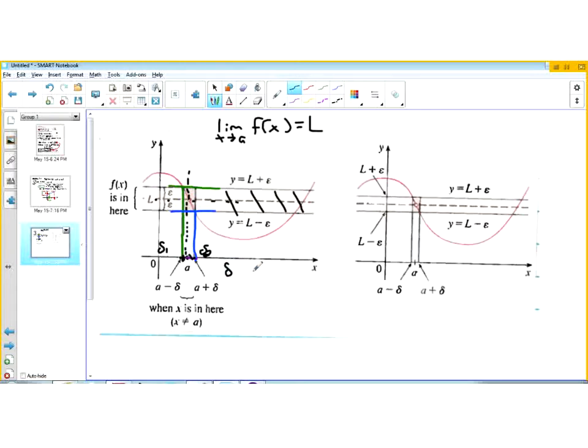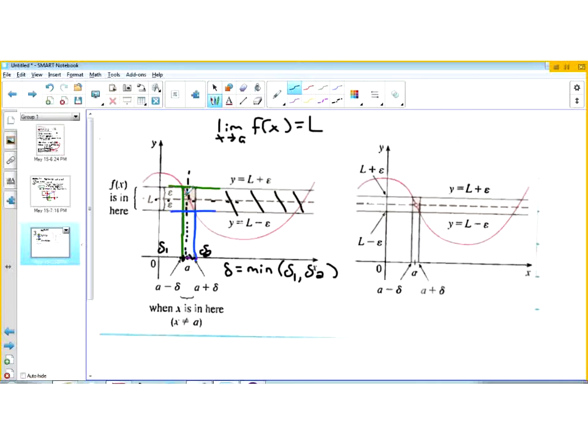In that case, the choice for delta would be the smaller of the two, without exception, at least insofar as this class goes. Minimum means you take the smaller of the two numbers. So if A is found in such an interval on the x-axis, then this is a true statement.